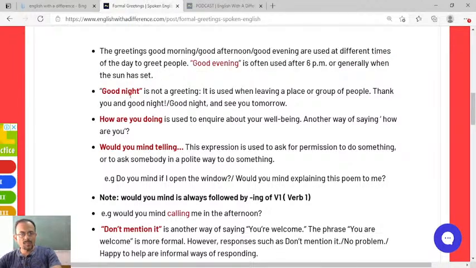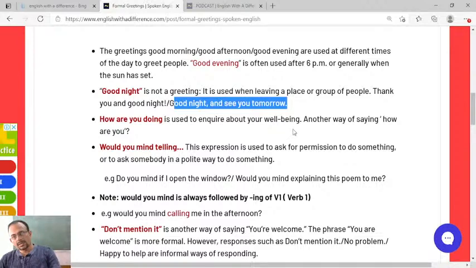Then good night is not a greeting; it's a parting expression, you can say. It is used when leaving a place or group of people. So good night is used when leaving a place or a group of people. We use good night. Thank you and good night. Good night and see you tomorrow. Thank you and good night. Good night and see you tomorrow.